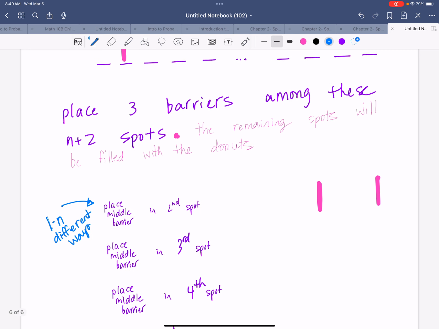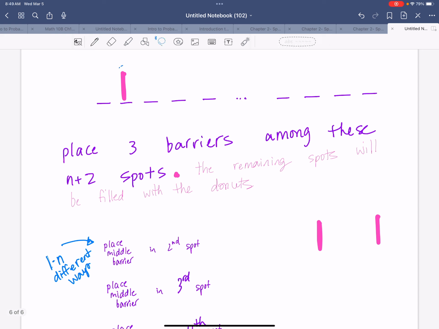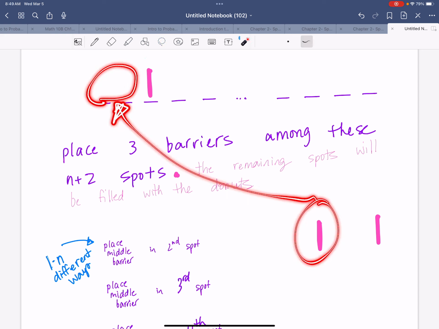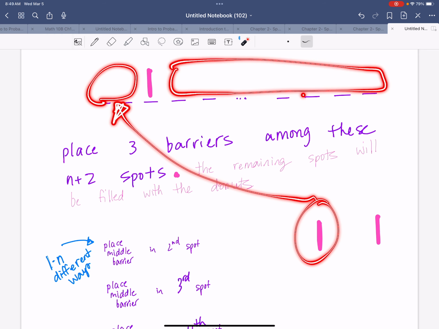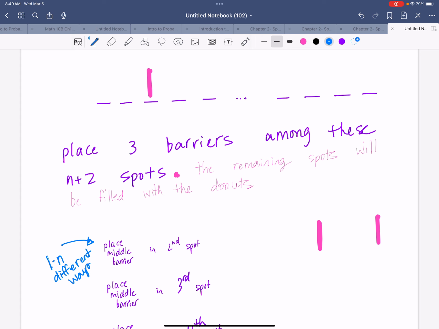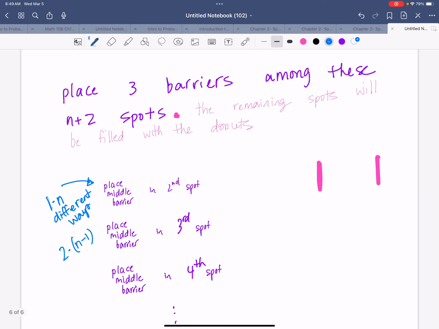What about placing the middle barrier in the third spot? So we have our 3 barriers. How many different ways are there to place it in the third spot? Well, now I have 2 options for where to place the first barrier, and I have n minus 1 options for where to place the last barrier. So 2 times n minus 1 different ways to place the middle barrier.